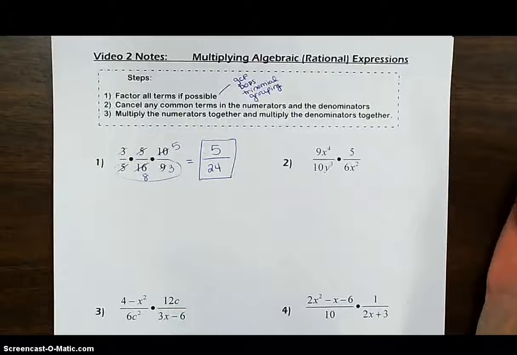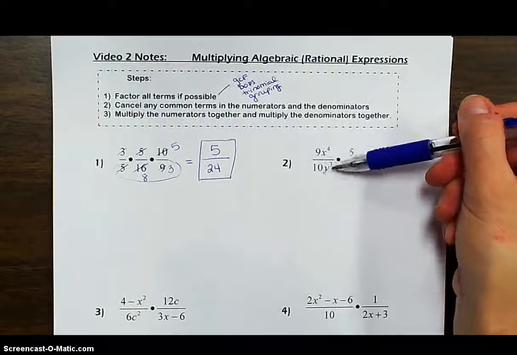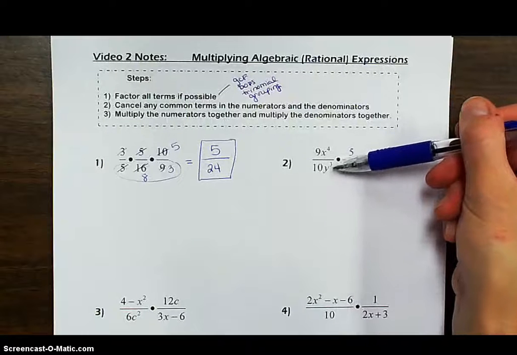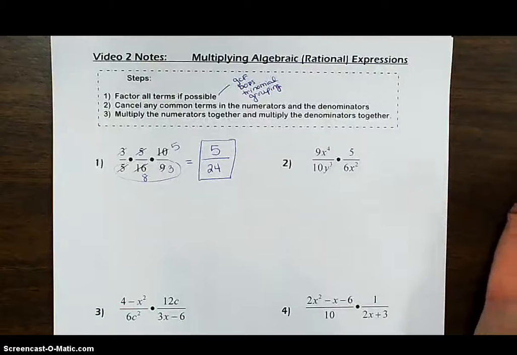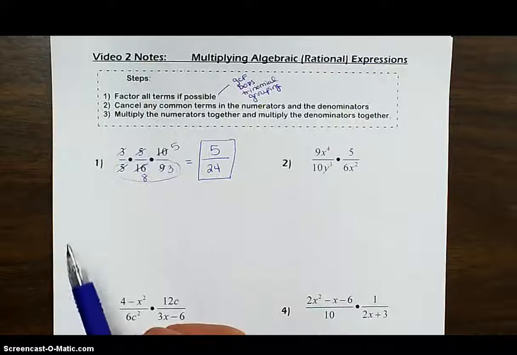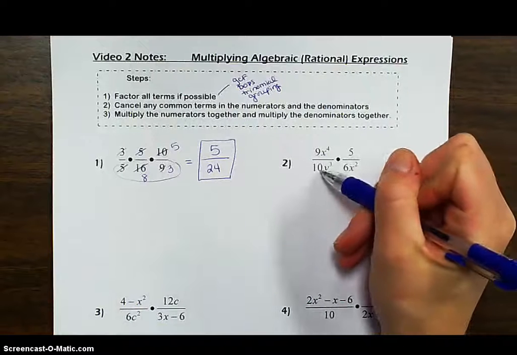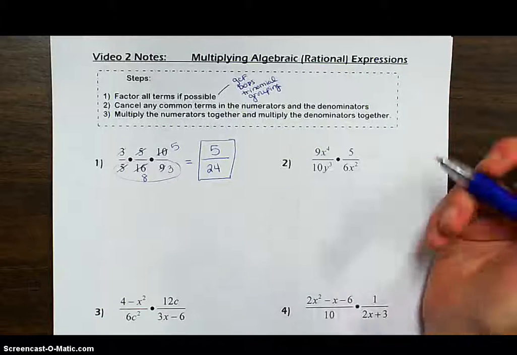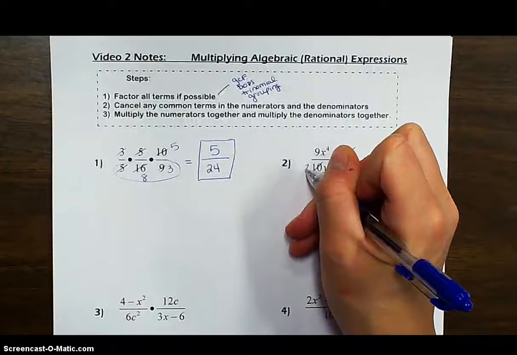Okay, so for number 2, let's see, can we factor 9x to the 4? Nope. Can we factor 10y to the 3rd? Nope, nope, and nope. So we can't factor anything, so now we can go to step 2, cancel any common terms. Well, I see that I have a 5 in the numerator and a 10 in the denominator, and I know 5 goes into 10 twice, so I can cancel the 5 and the 10, and we get a 2.